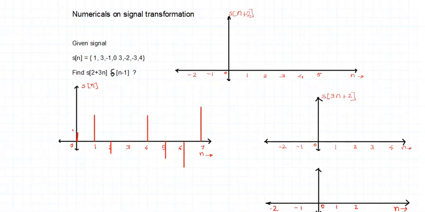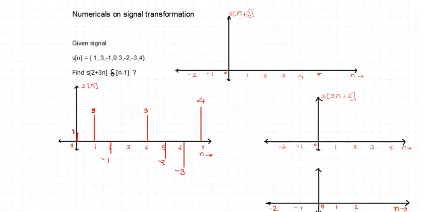Let us put magnitudes to each of the samples. Then it is 3. Then it is minus 1. Then it is 0 here. Then there is 3. Then there is minus 2. Then there is minus 3. And then it is 4. Right. This way you sketch your given input signal.